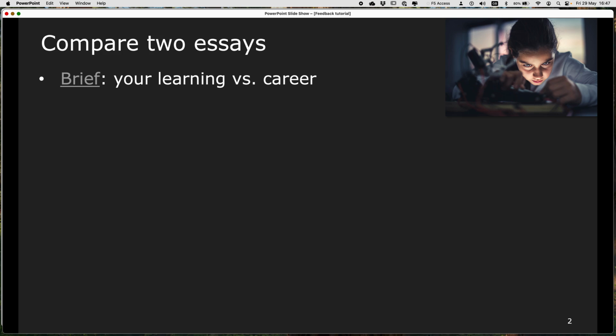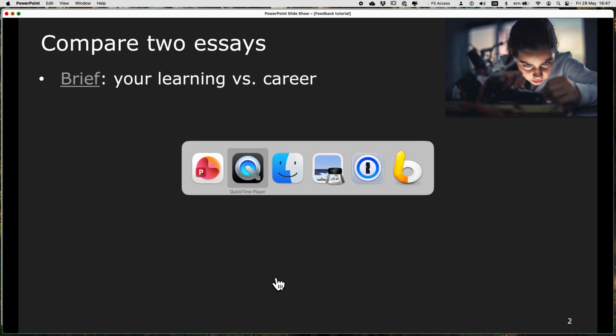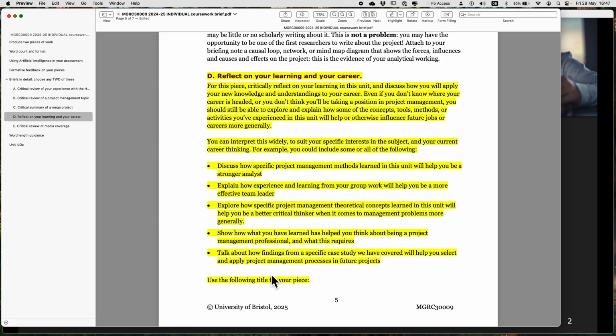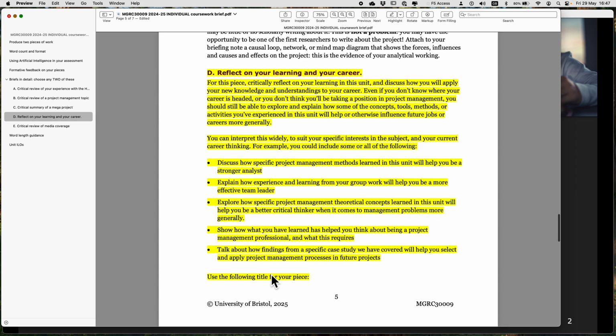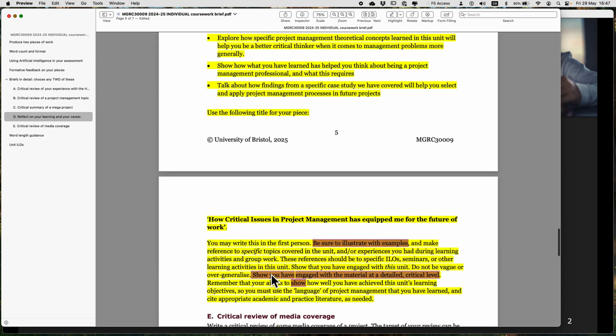First starting point is to look at the brief, which is to write an essay that reflects on the learning from this particular unit, which was critical issues in project management, and compare it to how you would use the learning in your career. You can pause to read the entire brief, which is highlighted here. I will pick up on a couple of key points that I want to draw to your attention.